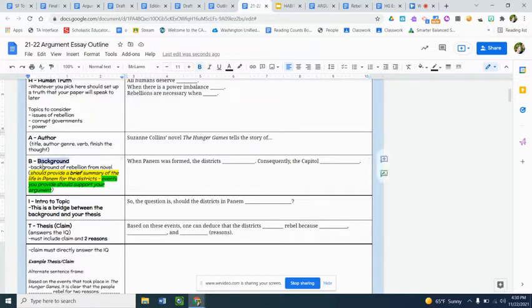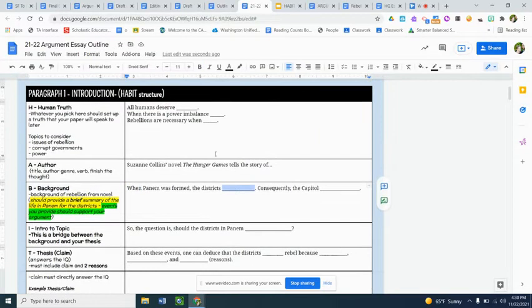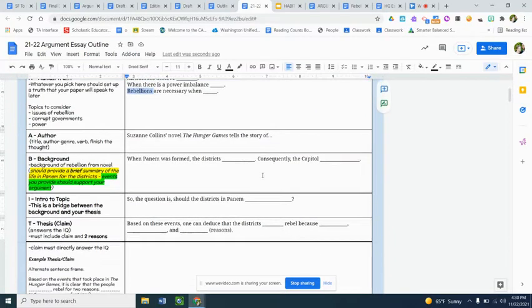The next section is giving me background information on the novel. So if I say Suzanne Collins's novel, The Hunger Games, tells the story of blah, blah, blah, and her journey into the blah, blah, blah, then I'm going to move into when Panem was formed, the districts did what? Okay, what did they do? Consequently, the Capitol created the blah, blah, blah. And I would probably give maybe another sentence of what the Hunger Games are. They created these Hunger Games. What are they? They are a death match that is set up to do what?